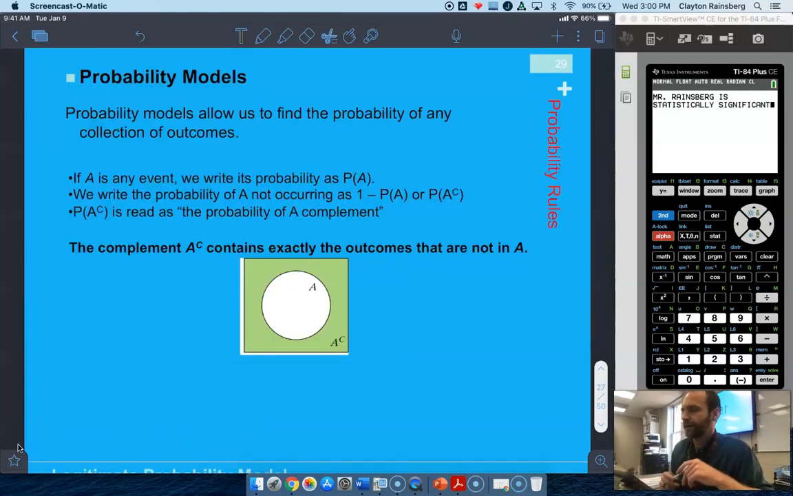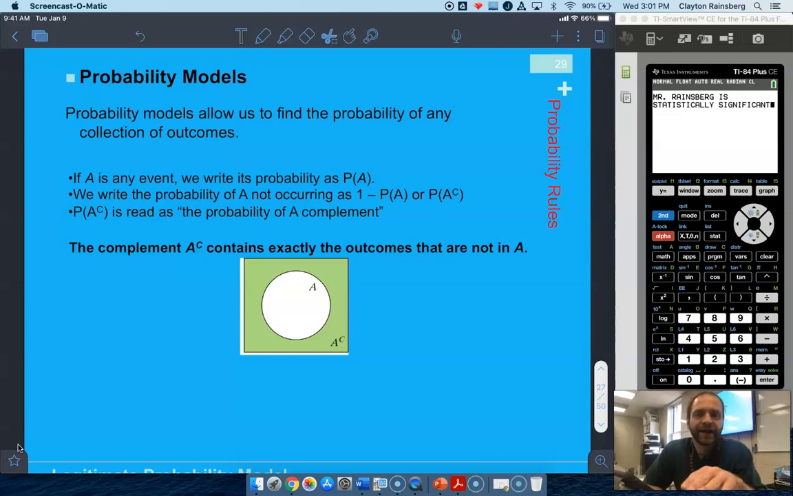Quick change of screens there. So now let's go through this. I said we'd talk more about the rules of probability, the basic rules of probability. They're not basic. What we need to do is discuss complement a little bit more, and we're going to talk about it again at the end. But the complement is the probability of the outcomes that are not in A. So A complement are outcomes that are not in A.